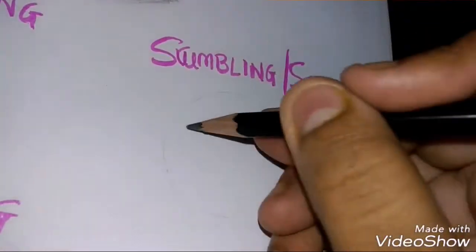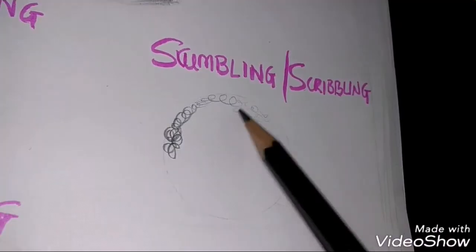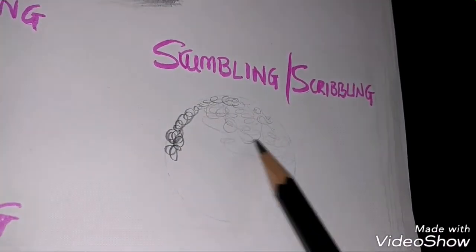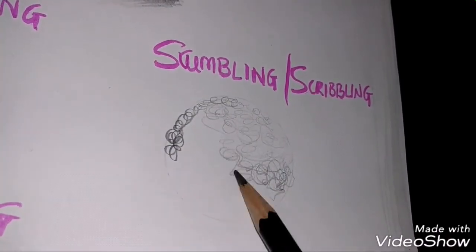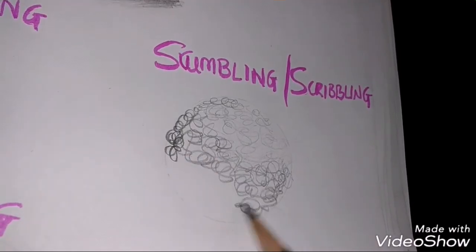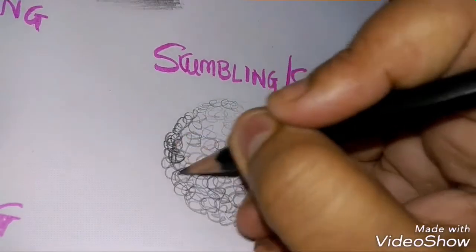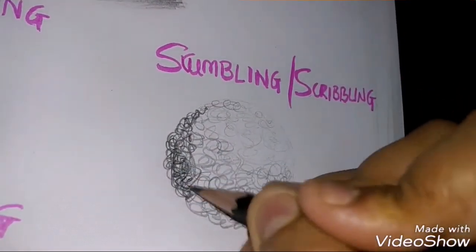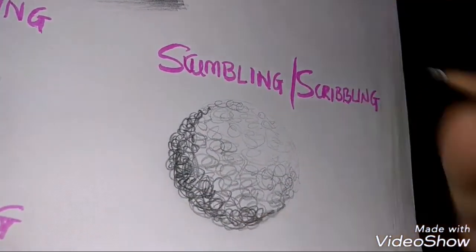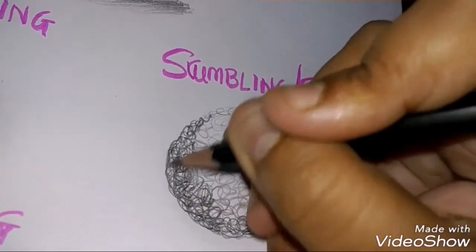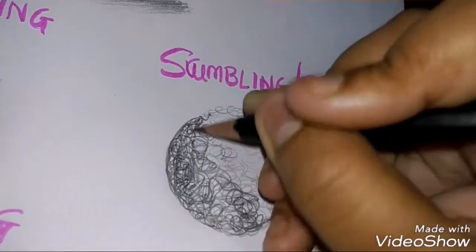Now the fifth technique is scumbling, or more commonly known as scribbling. Scribbling is a fun and the easiest way to shade. It basically has no rule except the common rule for all the techniques, that is put pressure on the paper for darker shades and release pressure for lighter tones.